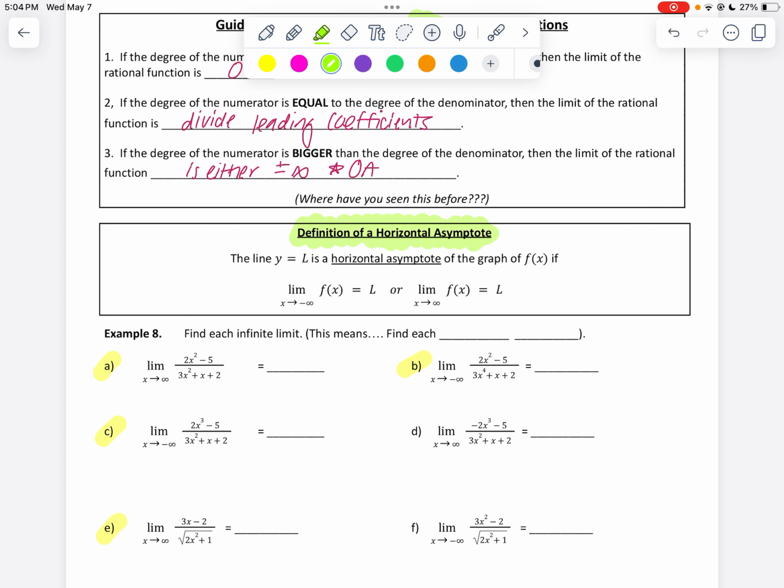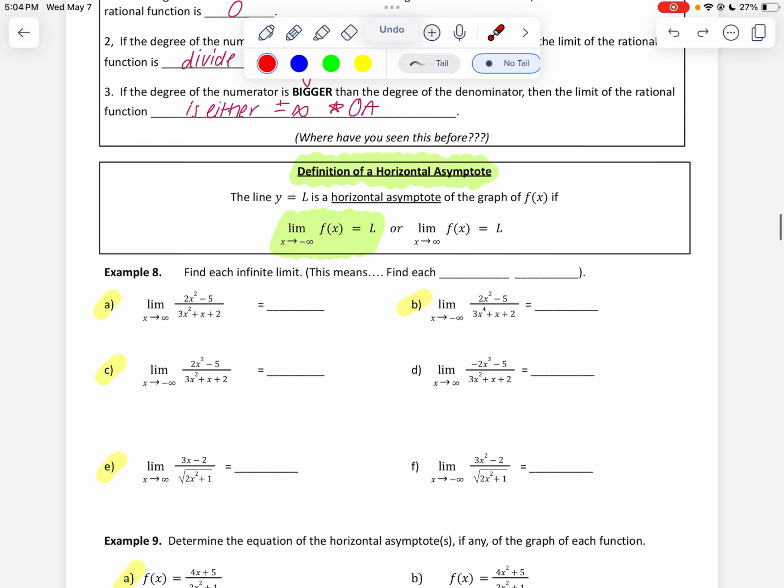Okay, last class we talked about the vertical. Today we're going to talk about the horizontal. The way that we like to say it is the line y equals L is a horizontal asymptote of the graph of f of x if the limit as x approaches negative infinity of f of x is equal to L, or the limit as x approaches positive infinity of f of x is equal to L. Again, L is just the y value, right? And that makes sense. L is just the limit, right?